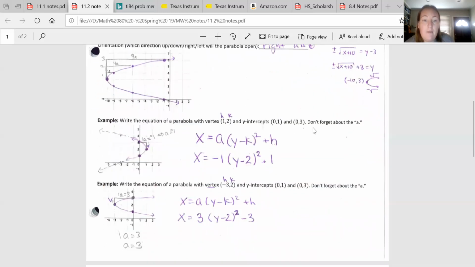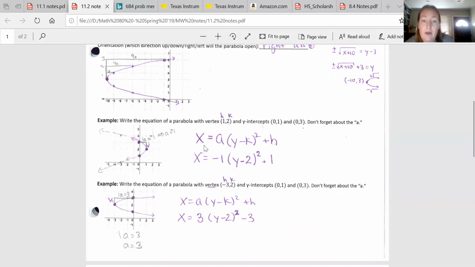Here, you are given the vertex and the y-intercepts, and you're asked to write the equation. So we would graph those and we'd go, oh, look at this. The distance here when I go up 1 is that I'm going over 1, but I'm going to the left. So my a will be -1 because I'm going left, and 1 because it's 1, and then it's 1 times a, and we went 1, so the a must be 1. But negative because it's going to the left.